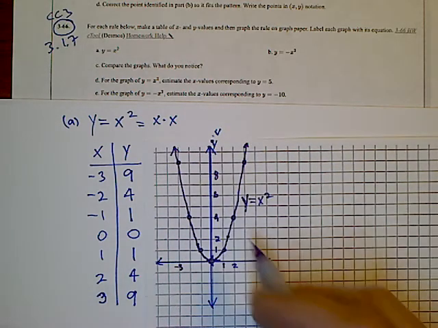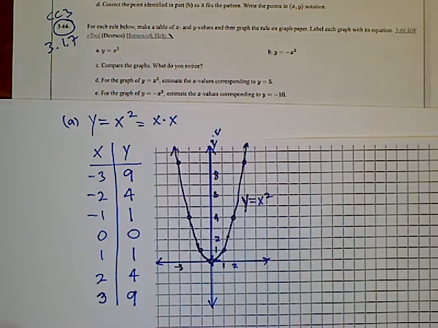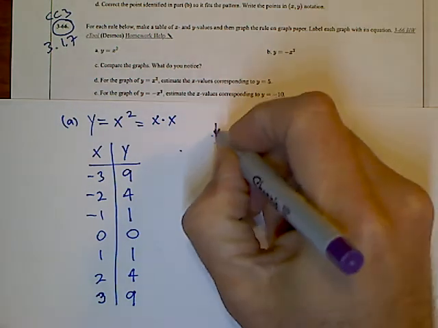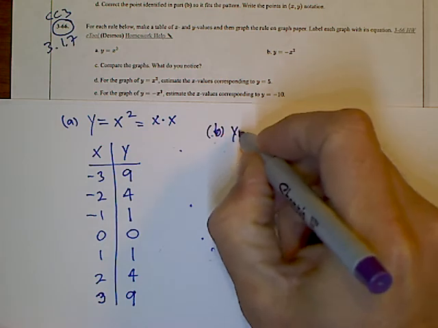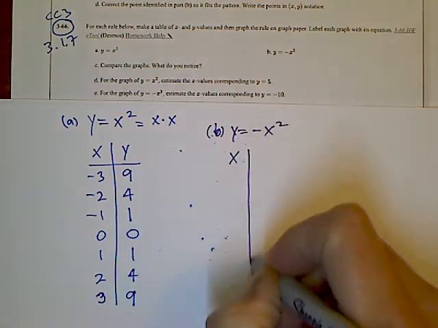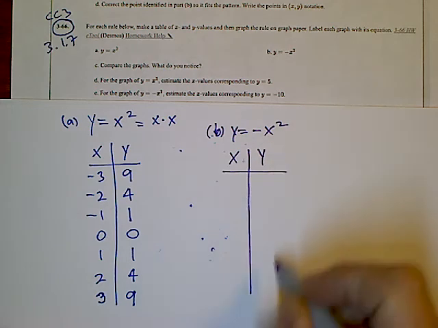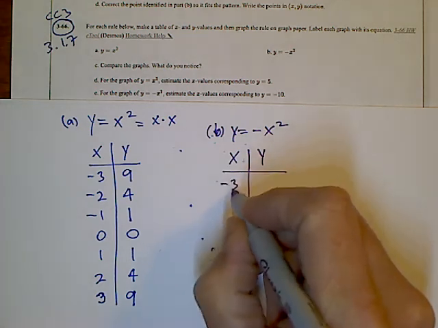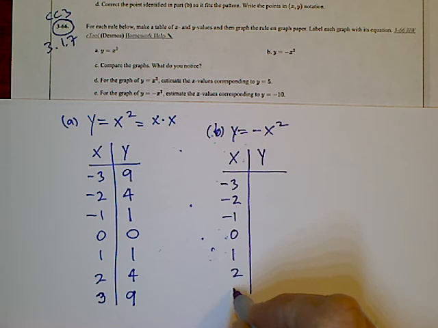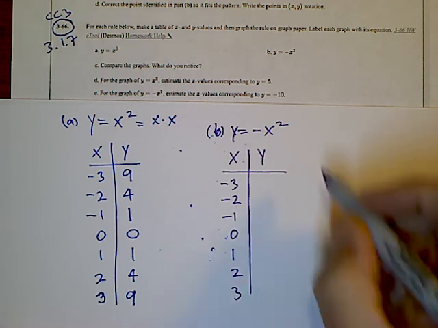All right, so there's that first one. So let's get into B. So let's graph and do B. So B is y equals negative x squared. So I'm going to use the same set of values for that one. I'm going to use -3, -2, -1, 0, 1, 2, and 3 for my x values.